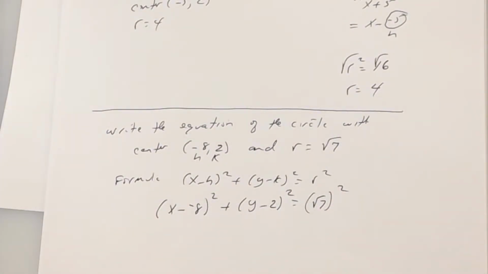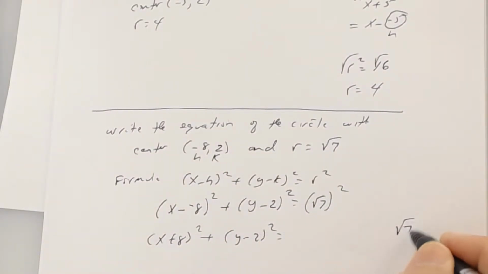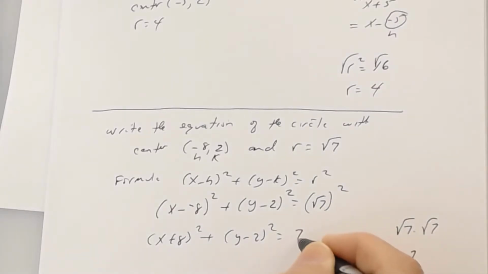Now you don't leave your answer like this. You're going to be very upset with me, because I expect you to know several things. I expect you to know that x subtracted -8 is the same thing as what? X plus 8. Square it, and then y minus 2, leave it like that. And I expect you to tell me that the square root of 7 times itself is what? 7. So there's your answer.